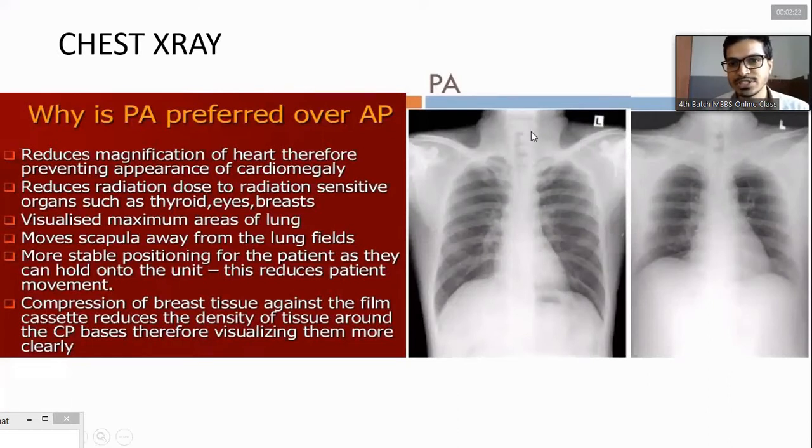The first is the PA view of the chest, and the second is the AP view. We can see that in comparison to the AP view, the PA view gives a more accurate dimension and shape of the heart, while in the AP view, due to the more anterior position, the heart is relatively enlarged, so this can give a false assumption of cardiomegaly.